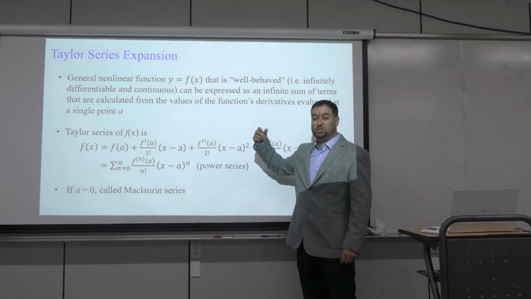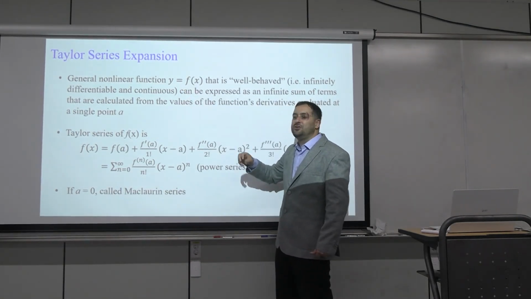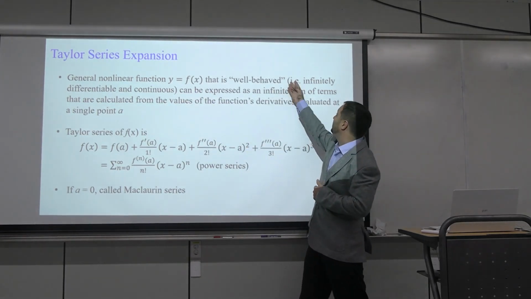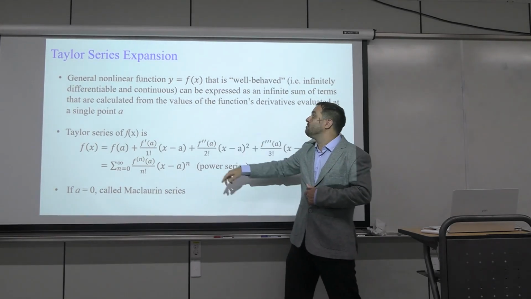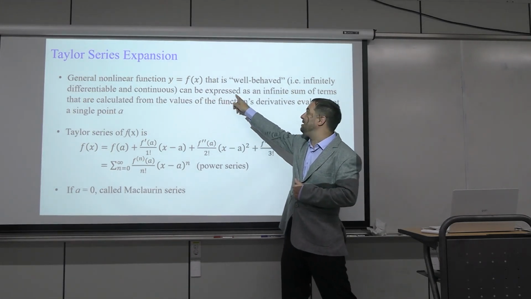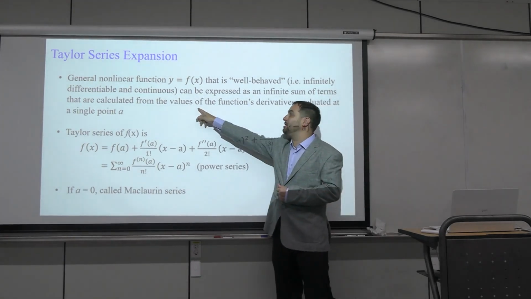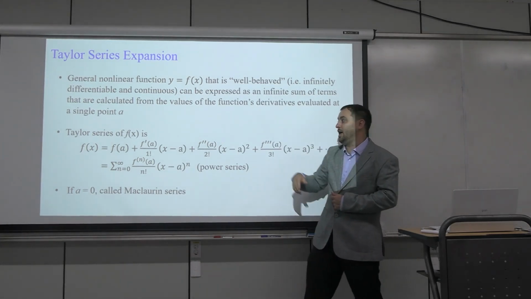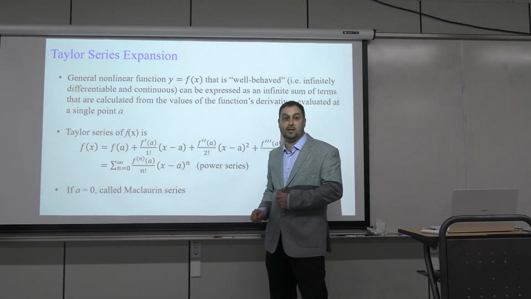For what I'm going to call a general nonlinear function y equals f of x, under the condition that this function f is what I call well-behaved, which means it's infinitely differentiable and continuous, any general nonlinear function meeting these conditions can be expressed as an infinite sum of terms calculated from the values of the function's derivatives evaluated at a single point a. So this is for the bivariate case, y equals a function of just one input variable.